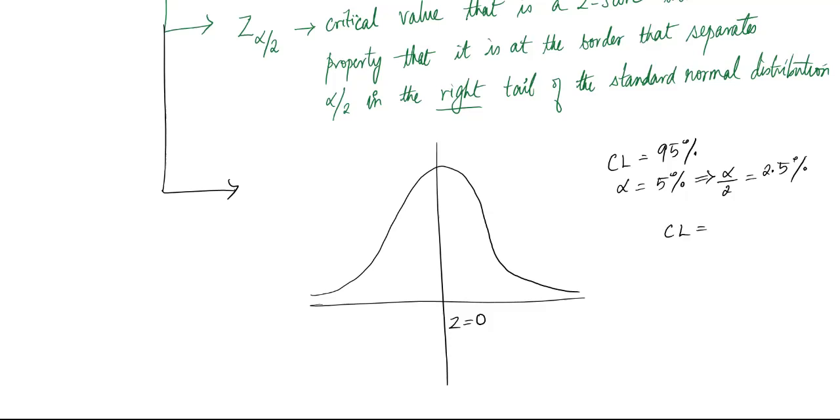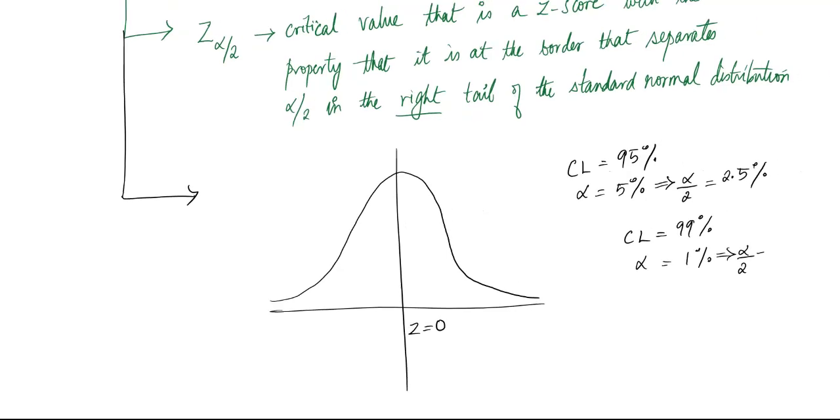Now, if your CL was 99%, then alpha will be just that 1%, right? And that alpha has to be divided into two parts. So that's going to be 0.5%, because it's 0.5% for each tail. And likewise, if your CL was 90%, alpha is a huge chunk, so that's 10%, which means alpha over 2 will be 5% for each tail. Does that make sense?